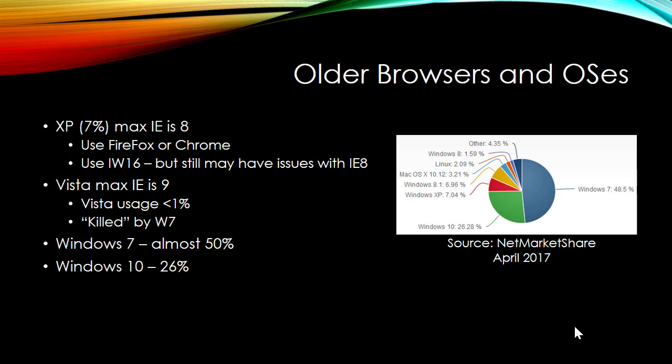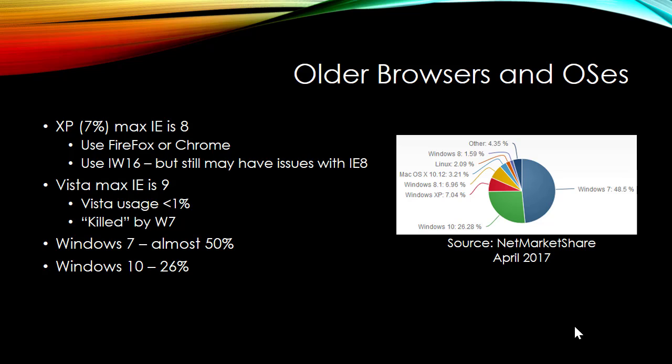So if you really have to support all these users, and for some reason they can't go to Firefox or Chrome, you're probably going to have to stay with IntraWeb 16. And there's not much we can do about that. I mean, at this point, supporting Windows XP with Internet Explorer at some point is going to be like asking us to support Windows 95 or Windows 3.1. It's too old.